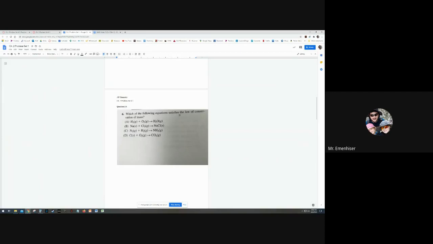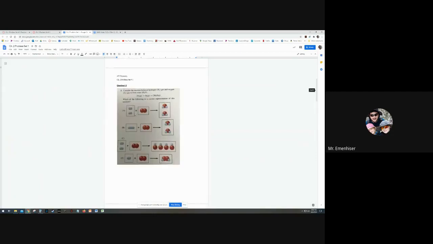Which of the following equations satisfies the law of conservation of mass? So look at the balancing of these equations and make sure you have the same number of atoms on both sides. And maybe same thing here. Look at the atoms and make sure that you have the same number of atoms on both sides. Make sure that this picture represents this. So hydrogen here is the white small balls, and then the red is the oxygen, the larger circles. Okay, so white is hydrogen, red is oxygen. And look how it's arranged in the equation. Just match it. That's not too bad.